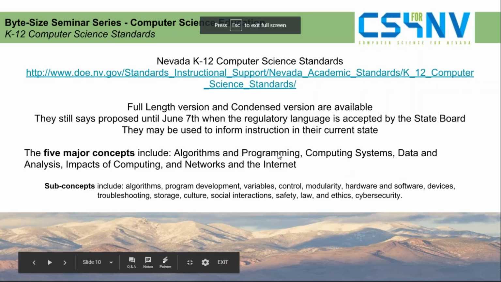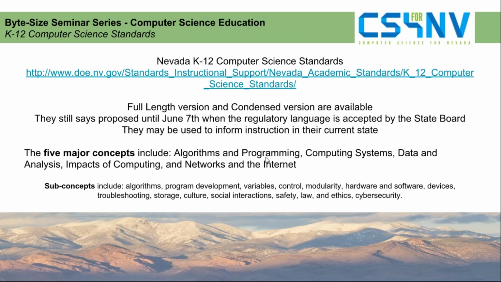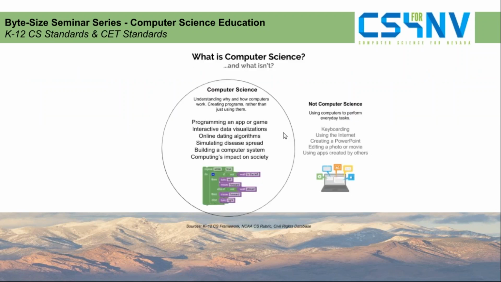All right. So with the standards, these are the 5 major concepts I mentioned earlier: algorithms and programming, computing systems, data and analysis, impacts of computing, and networks and the internet. So as you can see, it's more than just coding. It's more than just programming. This is having a foundational understanding of the digital age, the computing that is taking place around us. And those are the sub-concepts that you can see as well.